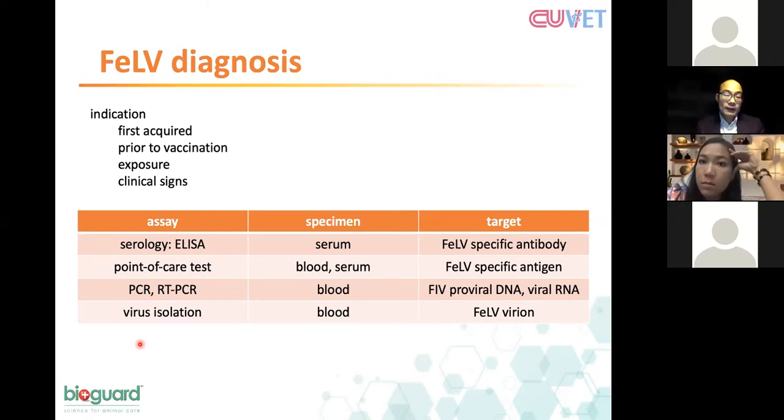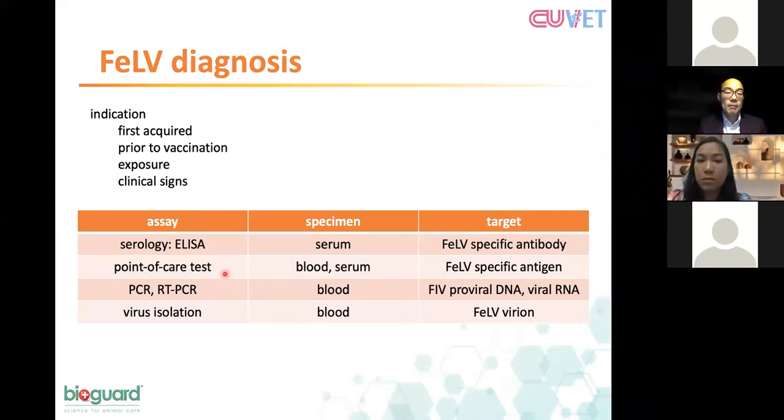Because Fblv is a systemic infection, the specimen of choice for diagnosis is either a blood or serum sample. For a serology test such as ELISA that aims to detect Fblv-specific antibody, serum from whole blood is the specimen of choice. And for the point of care test that aims to detect Fblv-specific antigen, whole blood is also the specimen of choice.